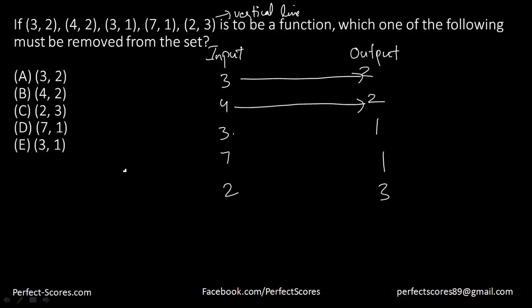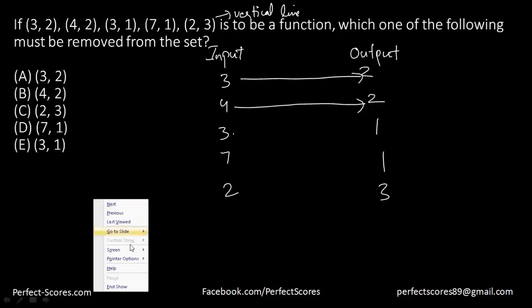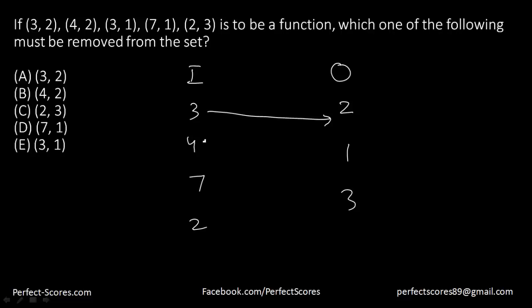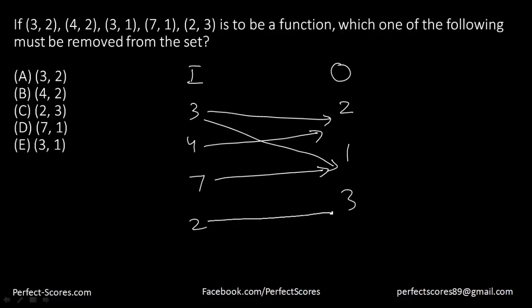Let me rewrite it because I don't need to write them again and again. The only inputs are 3, 4, 7, and 2, and the only outputs are 2, 1, and 3. So as you can see, 3 is associated with 2, 4 is associated with 2, which is fine. 3 is associated with 1, that's a bad thing. 7 is associated with 1, and 2 is associated with 3. As you can see, 3 is associated with two numbers, which is not possible. It shouldn't happen because one input should be associated with a single output.